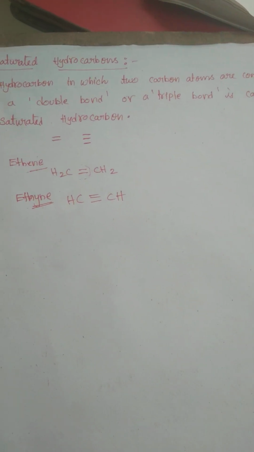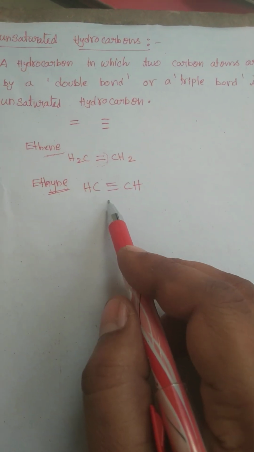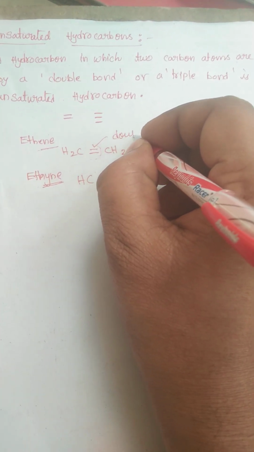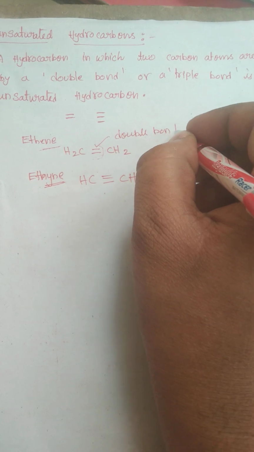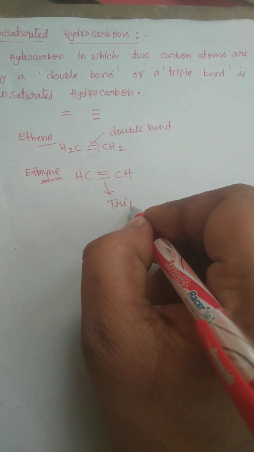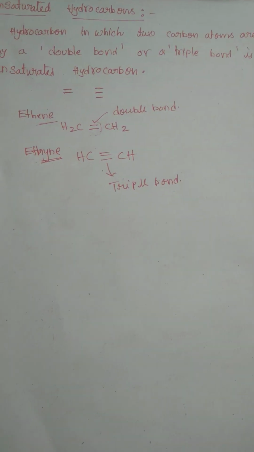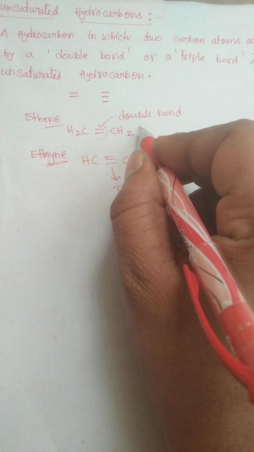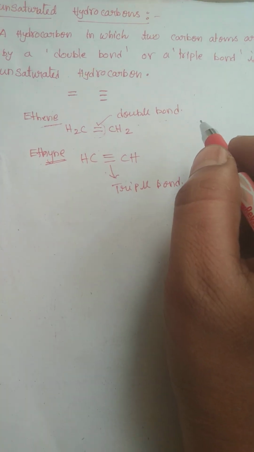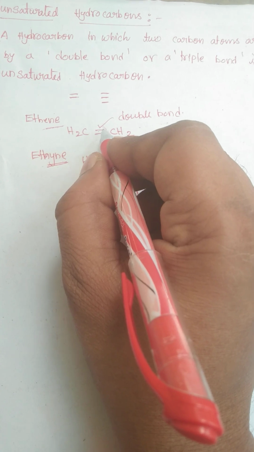Ethene and ethyne are two important unsaturated hydrocarbons, because ethene contains a double bond, and ethyne consists of a triple bond. A double bond is formed by sharing two pairs of electrons between the two carbon atoms. You can see here a double bond is formed by sharing two pairs of electrons.